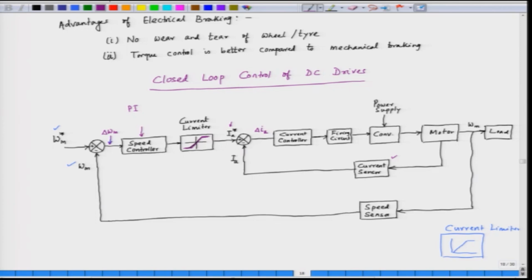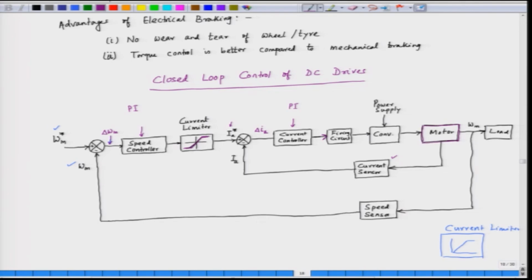So, the current error is fed to a current controller, which is again a proportional and integral controller, and the output of that goes to the firing circuit as a control voltage, and the firing circuit generates the triggering signal for the thyristor converter or the chopper converter, which feeds the armature of the DC motor. So, we have the motor here. The armature of the DC motor is fed from the converter.